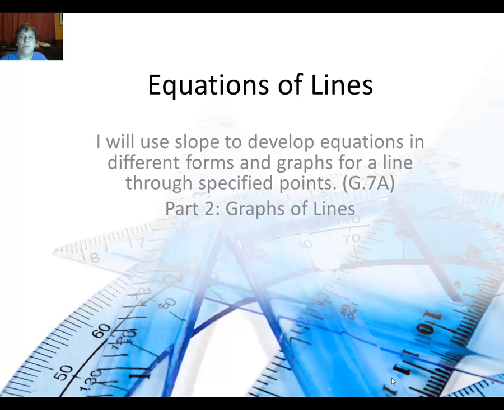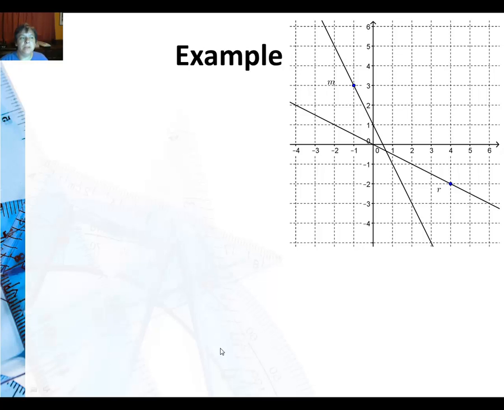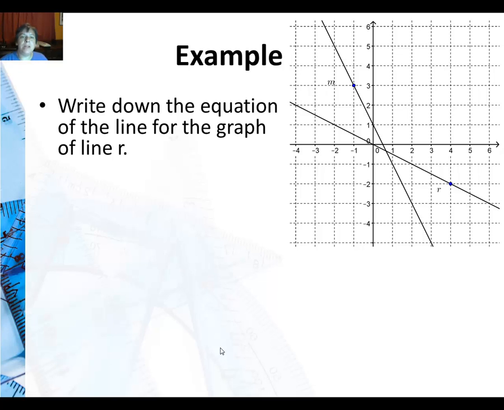Now we're looking at graphs of lines, still using the point slope formula. So in this example, I want to write down the equation of the line for the graph of line R, which is this line right here. You have an individual practice where you're going to try line M. But for now, let's do R.